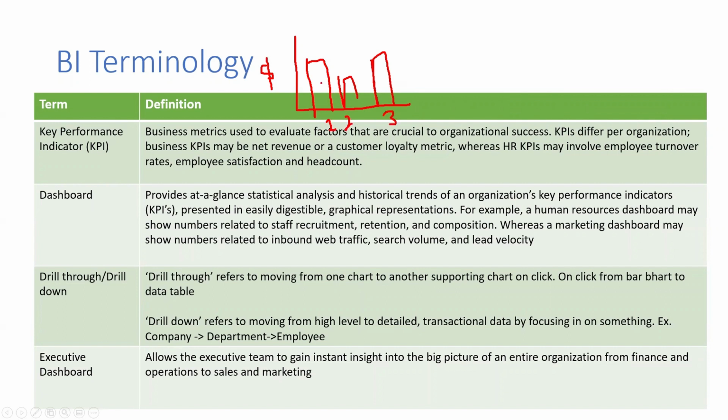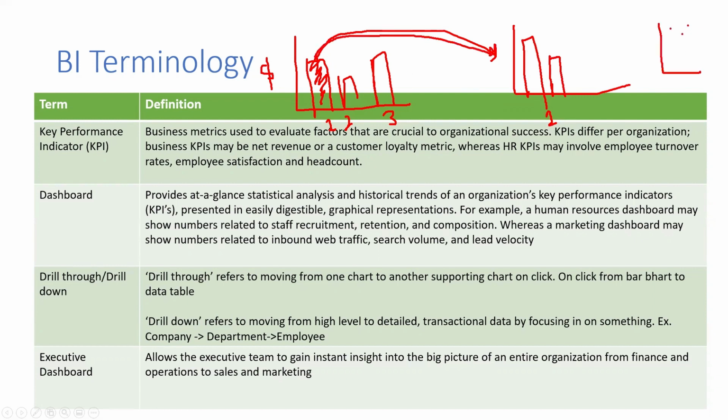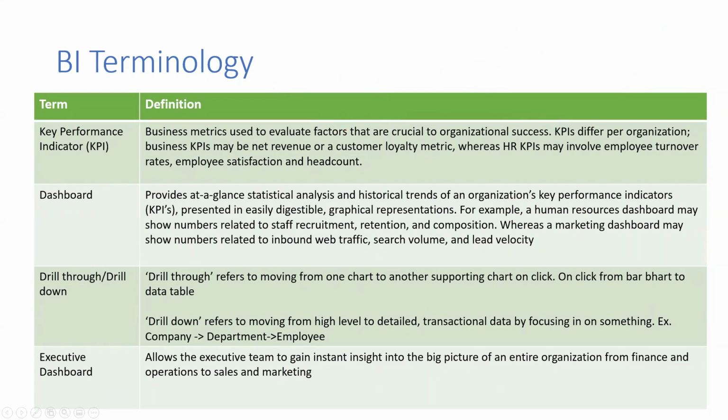Now, for company 1, from this chart you want to drill through to another chart, which is your profit and cost chart for company 1. That is where you will drill through to another chart, or you could have a scatter plot to show some relationship. So you move from one chart to another chart on click. You are drilling through the charts. That is called drill through.